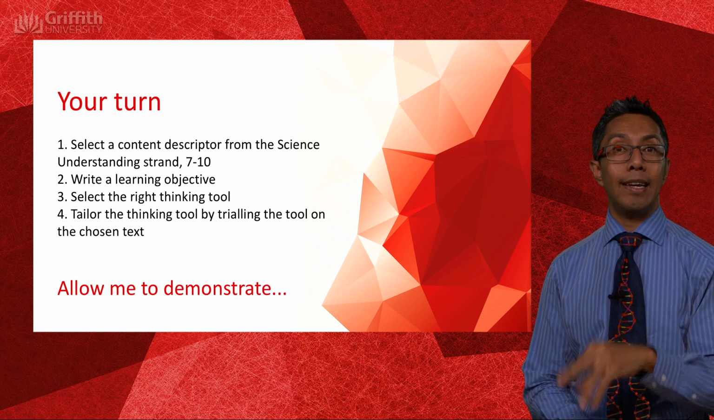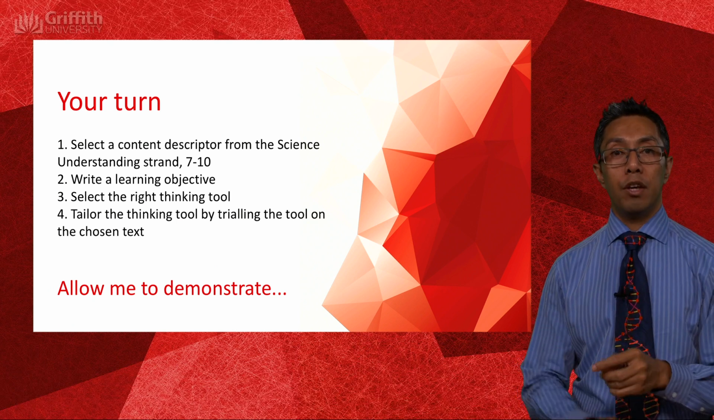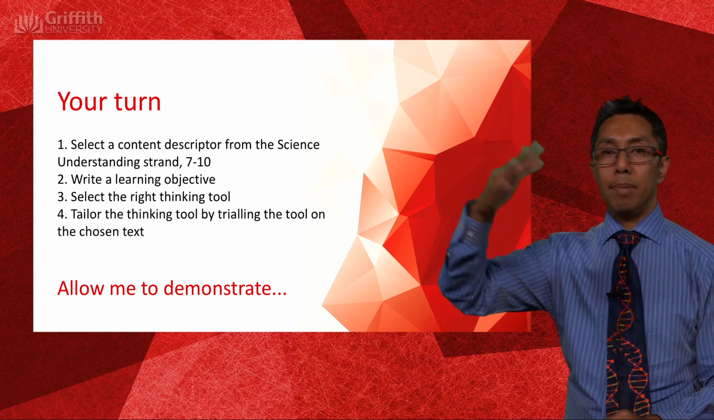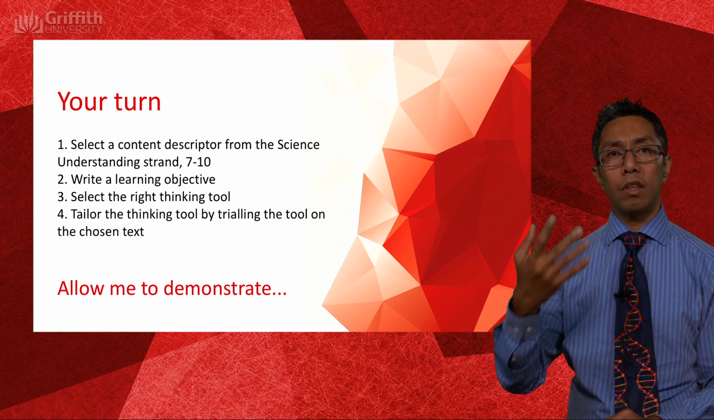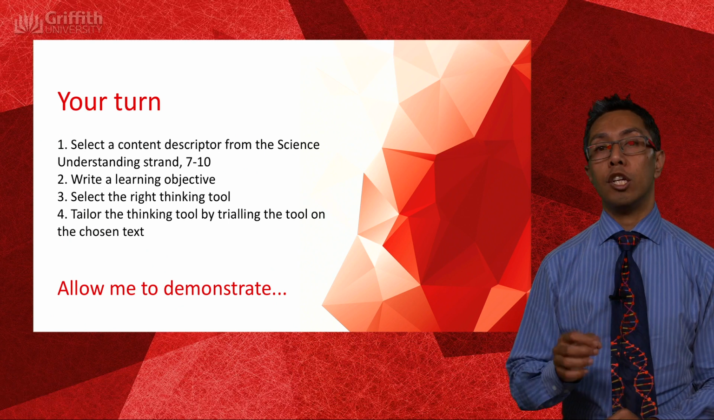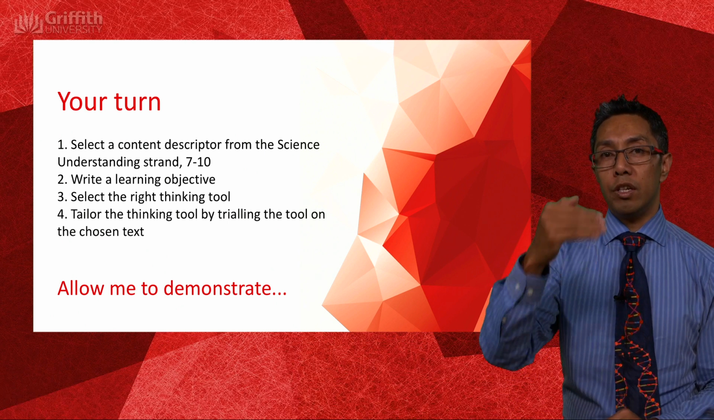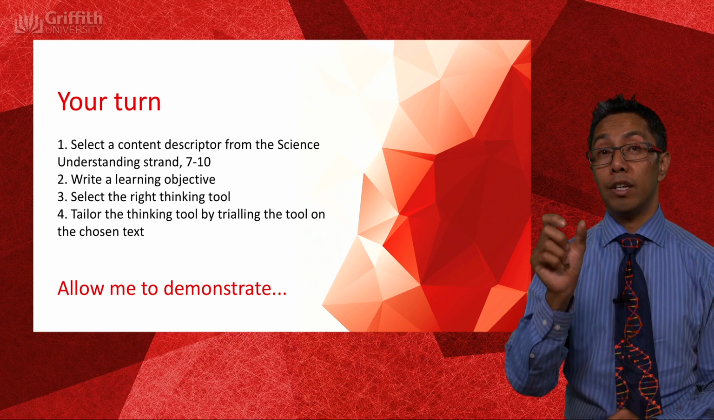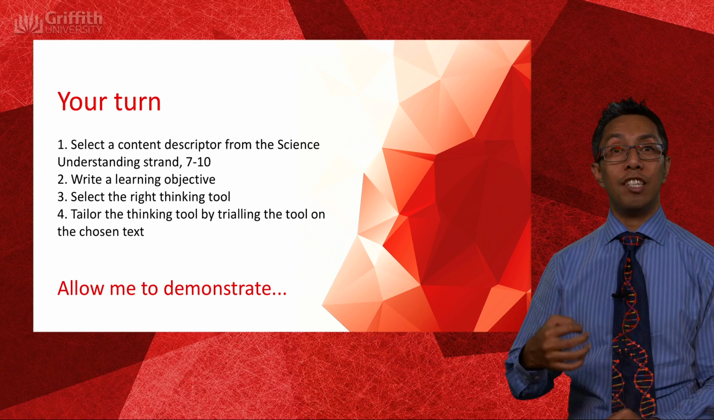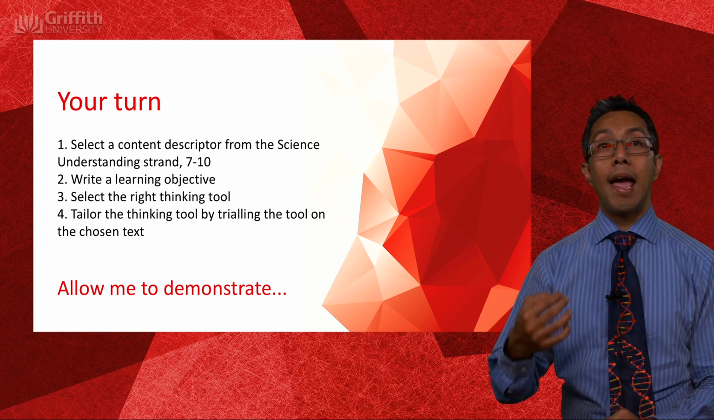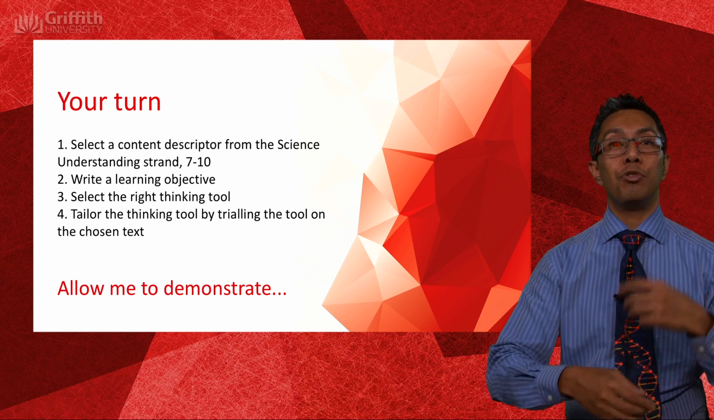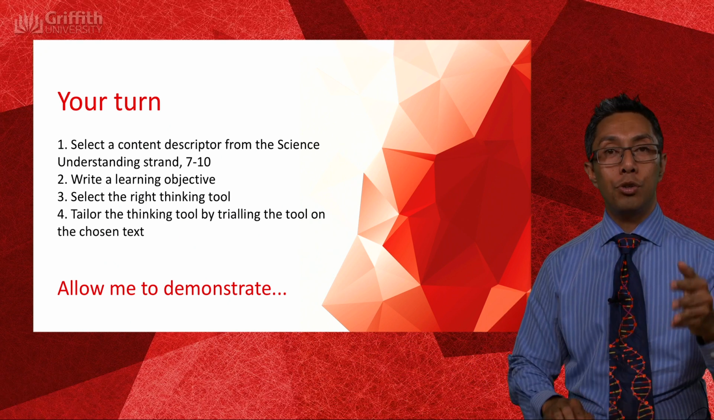And what I want you to do is to select a content descriptor. So a content descriptor is obviously something that describes content, and it's in that big table. So pick any one of those from 7 to 10, because obviously this is junior secondary. What I want you to do is to write a learning objective. Once you've written your learning objective, you should have used a cognitive verb. From that cognitive verb, you should be able to select the right thinking tool which goes to that, and a text, which I don't actually have written there. And then what I'd like you to do is to tailor that thinking tool to that chosen text.